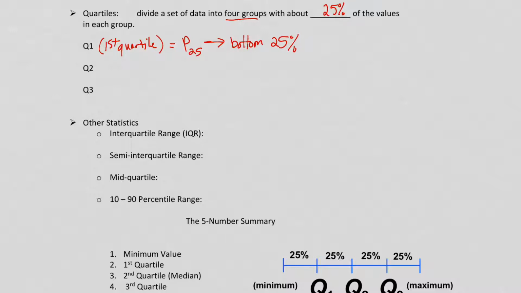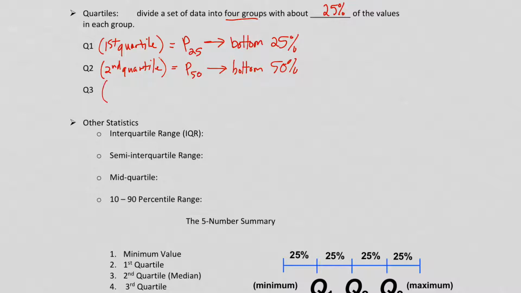Okay, he represents that location. The 25th percentile represents the bottom 25% of the data. And then we go to the second quartile, which is another quarter, which is the 50th percentile, and this number represents the bottom 50%.